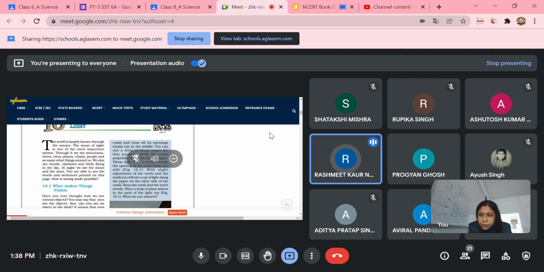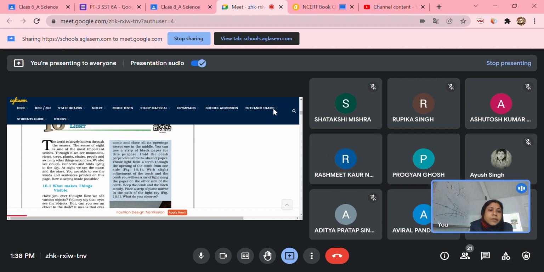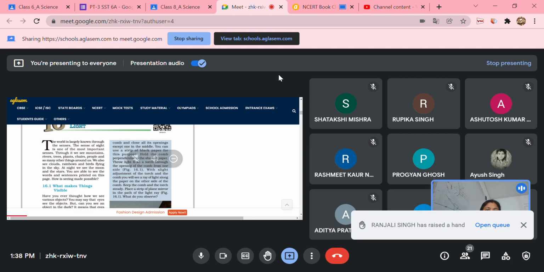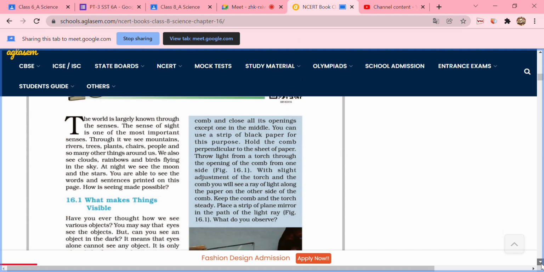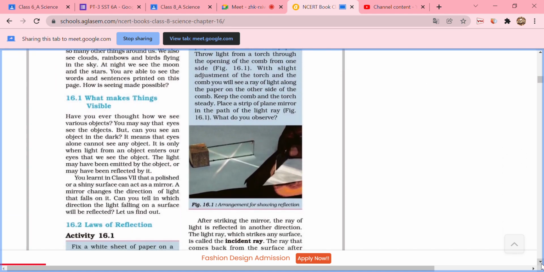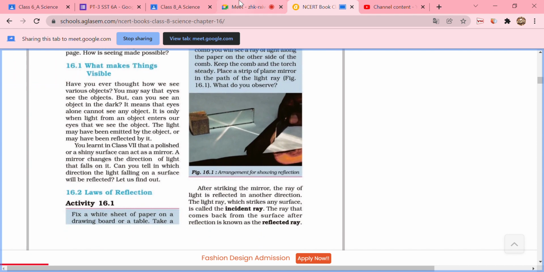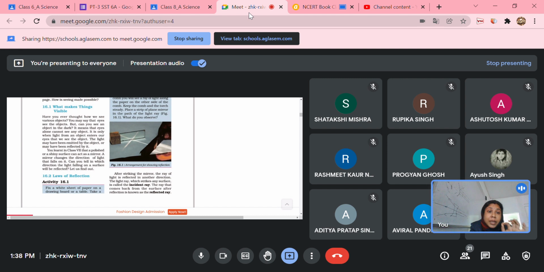How is seeing possible? Yes, how is seeing made possible? Anyone answer? Pragyan, how is seeing made possible? Ma'am, seeing is possible through our eyes. How, I asked you. The very first picture in my important points was how we are able to see. Yes, Aviral? Ma'am, due to reflection of light.